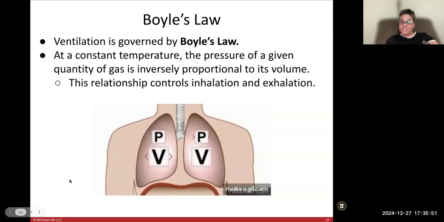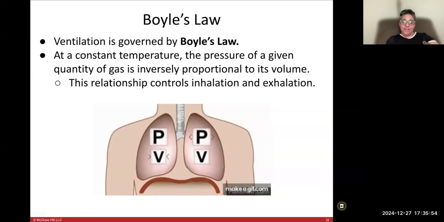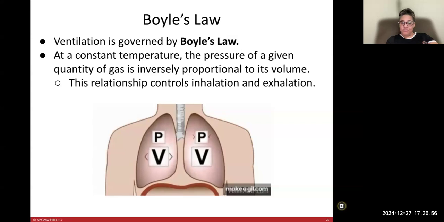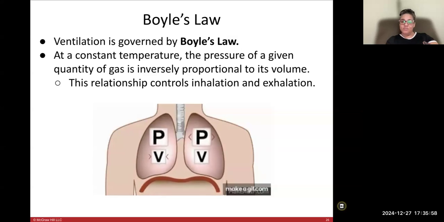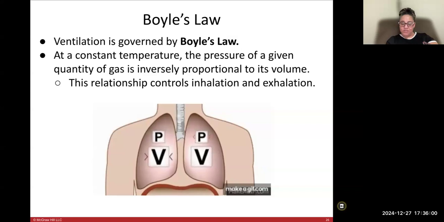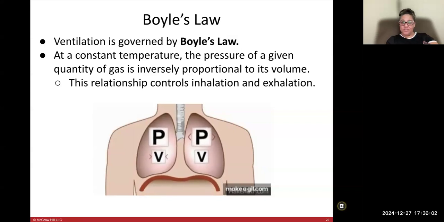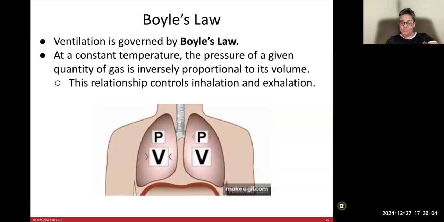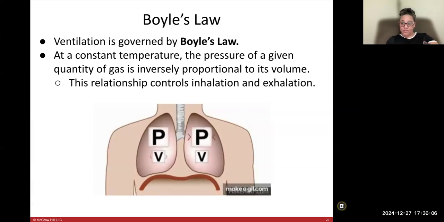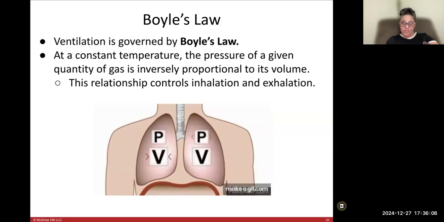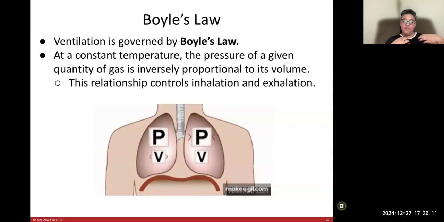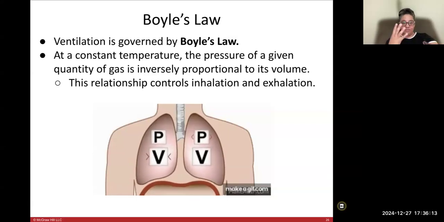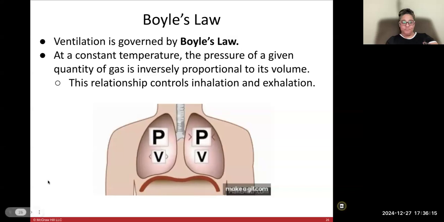Ventilation is governed by Boyle's law, which states that at a constant temperature, the pressure of a given quantity of gas is inversely proportional to its volume. This relationship controls inhalation and exhalation. The higher the pressure, the less volume of air there is in our lungs. When we take a breath and fill our lungs with a volume of air, the pressure gets smaller.